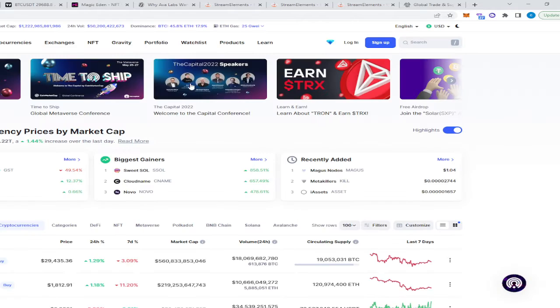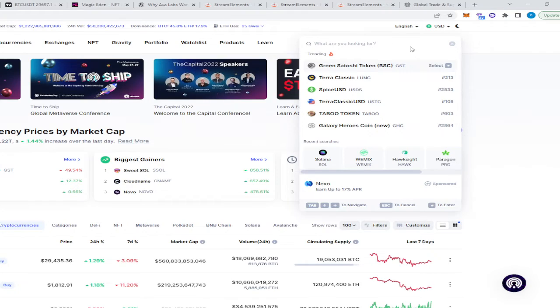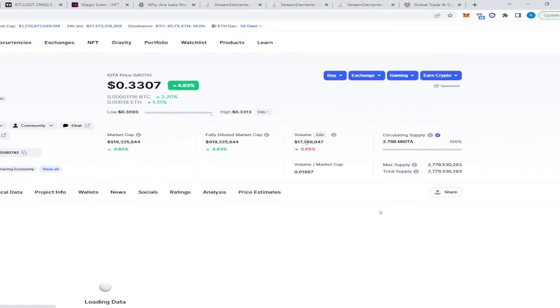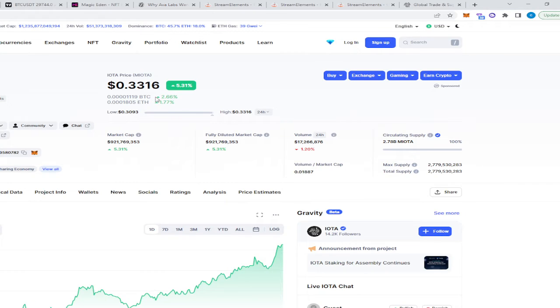All right, so what is the price of IOTA coin? Let's see here. I don't think I'm mining anything right now. IOTA's 33 cents. So this is one I'm stacking up, and like I said, it's an ISO 20022 coin.